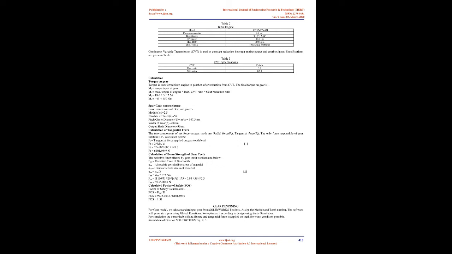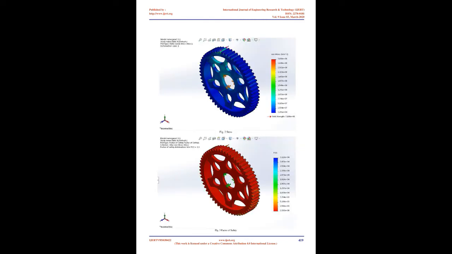Analysis. Theoretical analysis. Gear material. The material for the gear is chosen based on the yield strength of the material. Materials commonly used are AISI 4340 and 353, etc. We have taken AISI 4340 for its high strength. The properties are as in Table 1.